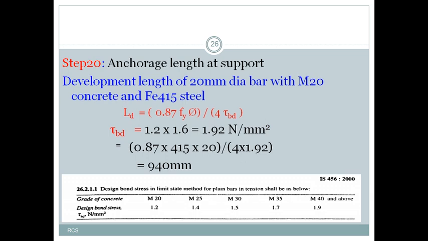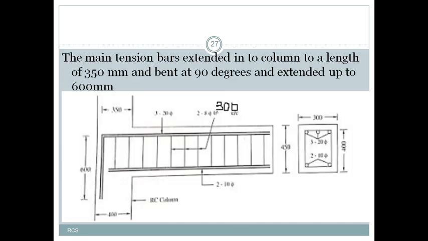So let us see the reinforcement detailing. Here the main tension bar is extended into the column up to a length of 350 mm. Say this is the main tension bar. Here this is the face of the column. After the face of the column, I have inserted the bar into the column up to 350 mm. After that, this bar will be bent by 90 degrees, and the length of the bend I have provided is 350 mm. So altogether approximately I will provide 950 mm of development length.